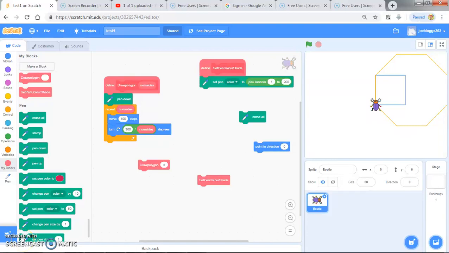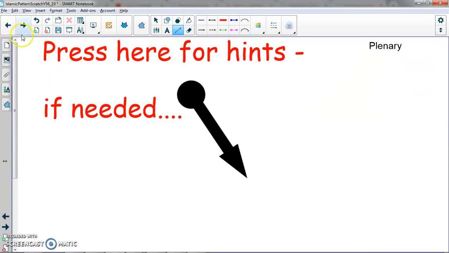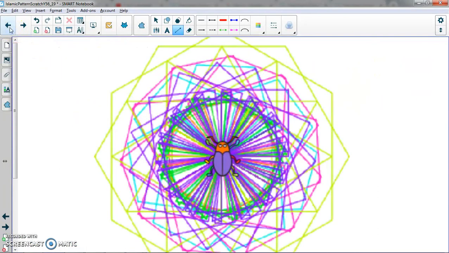So welcome to this fourth and final screencast on how to do repeated patterns in Scratch. So we're trying to arrive at a pattern that's got this kind of Islamic feel to it, because it's got that kind of kaleidoscopic repeated pattern to it. And we've had a look at one I did earlier, which was over there on that screen.